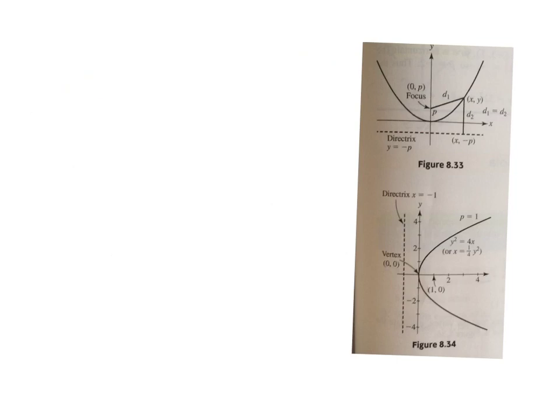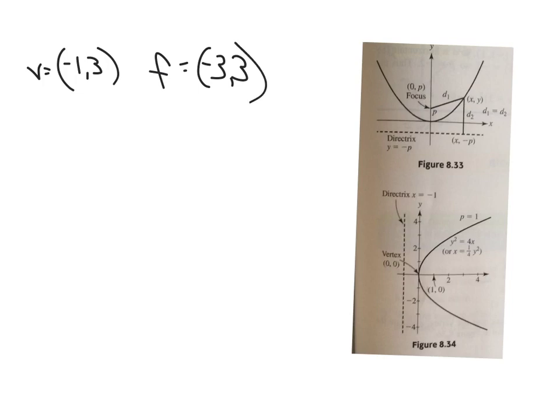So let's look at example 5. They want us to write the equation of a parabola whose vertex is at -1, 3, and focus is at -3, 3. Okay, so the axis contains the vertex -1, 3, and the focus -3, 3, so it is horizontal. How do you know it's horizontal? Because your y values are the same. The y values are the same, it's going to be horizontal.